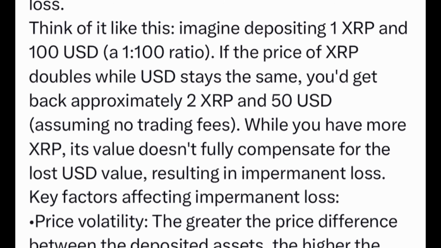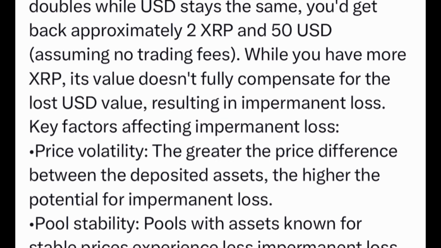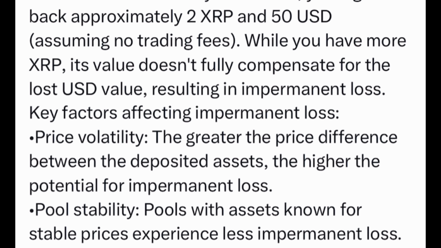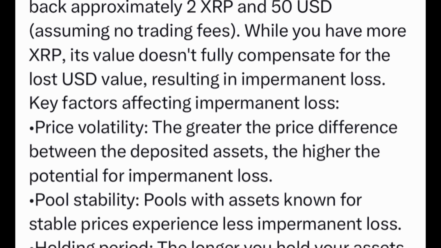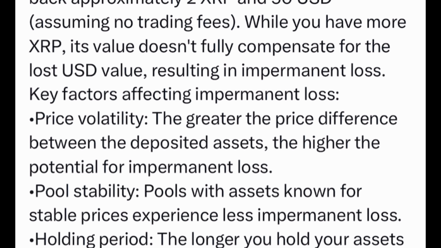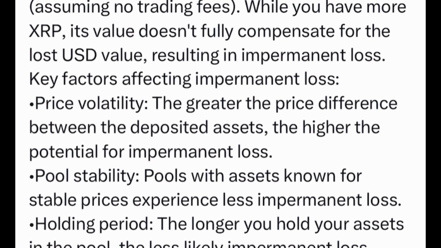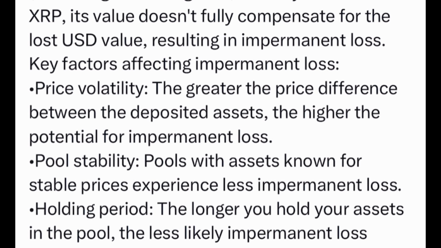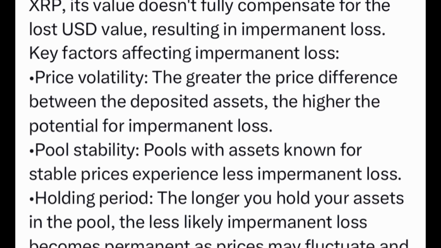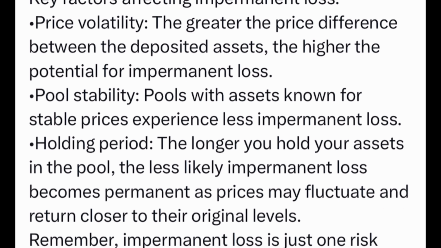Think of it like this. Imagine depositing 1 XRP and 100 USD at a 1 to 100 ratio. If the price of XRP doubles while USD stays the same, you'd get back approximately 2 XRP and 50 USD, assuming no trading fees. While you have more XRP, its value doesn't fully compensate for the lost USD value, resulting in impermanent loss.